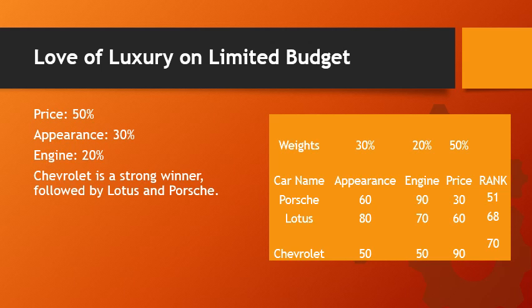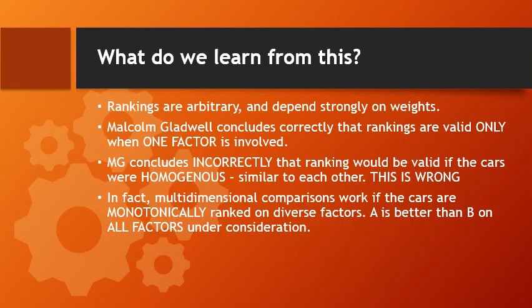So depending on the subject, this is what subjective means. The person who wants to buy, the ranking can be completely different. So what do we learn from this? First of all, the rankings are arbitrary and they depend very strongly on the weights. The weights are dependent on values, preferences, the purpose for which we are buying.